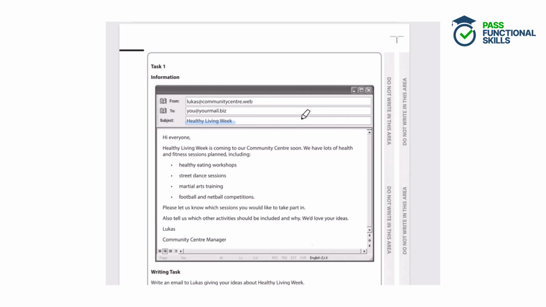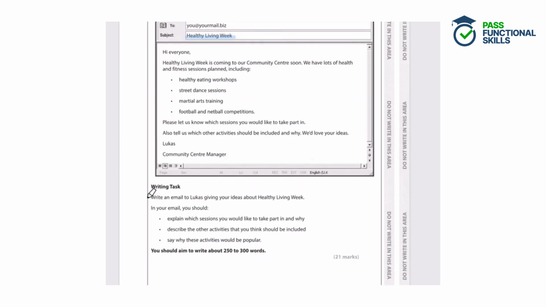So we've been given quite a lot of information here, quite a lot of detail, and we know that we're going to have to write an email to respond to Lucas and give some ideas about Healthy Living Week. So we've seen from this email that we need to explain which sessions we want to take part in and why. So do we want to take part in the healthy eating workshops, the street dance sessions, martial arts training, or the football and netball competitions? And why might we be interested in these things?